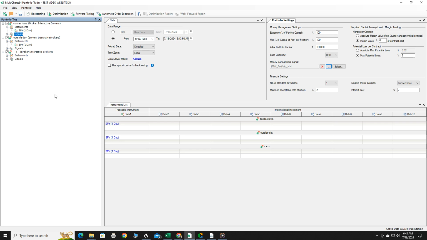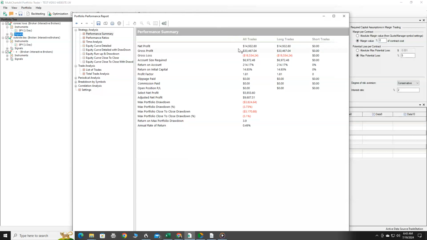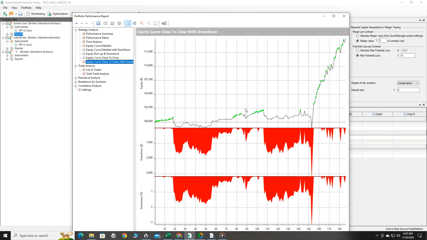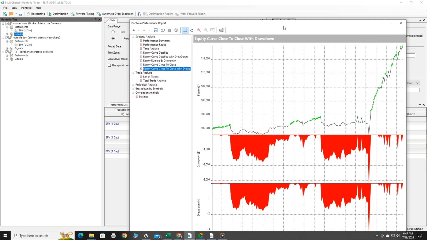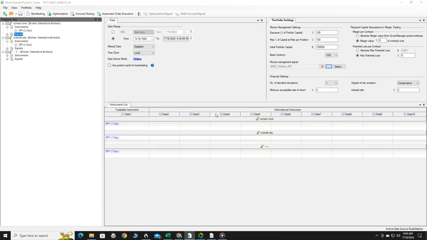After doing that, with no money management in the portfolio, this is the result we got, 14,932. Here's our equity graph. Not really great, pretty sideways, choppy, and then it started to work at one point. Now, we want to improve this result, so we can add another level of money management on the portfolio.